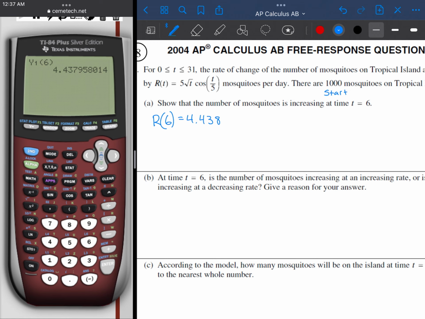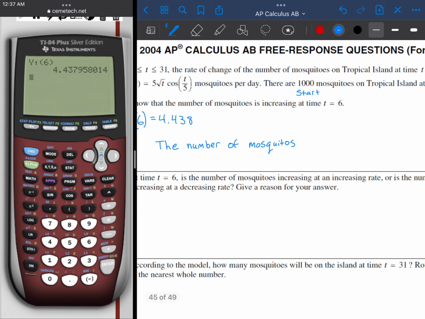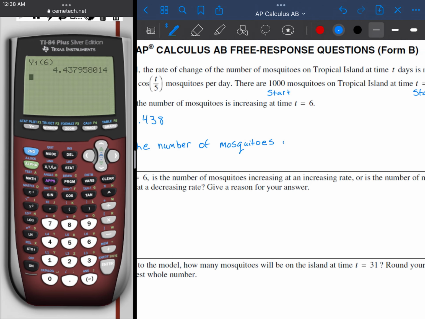So I'm going to say that the number of mosquitoes, did I spell that right? Mosquitoes. I never do. I should probably look at how they spell it, huh? That'll be faster. Mosquitoes is increasing.